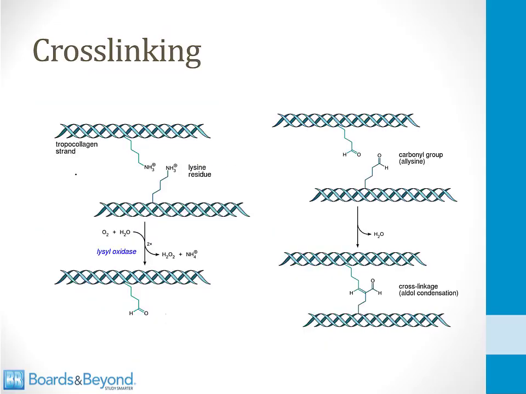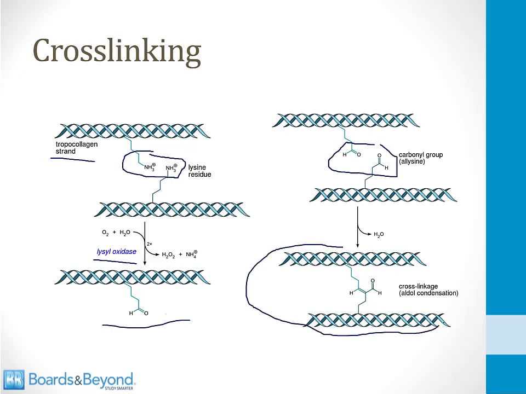Here's a picture to help you better understand how cross-linking works. Tropocollagen is a triple helix. It contains lysine residues which have NH3 groups attached. Lysyl oxidase will oxidize these residues and add an oxygen group. Then 2 oxidized residues can link together, and thus you will have cross-linked tropocollagen found in collagen fibrils.